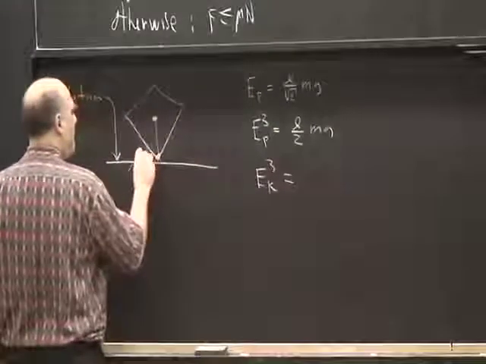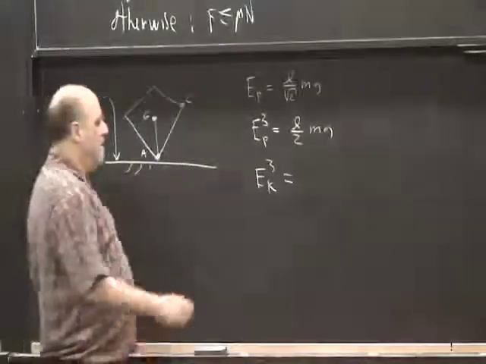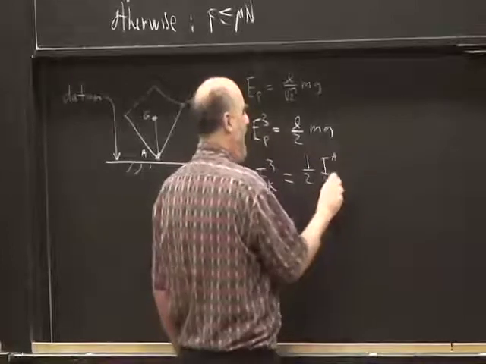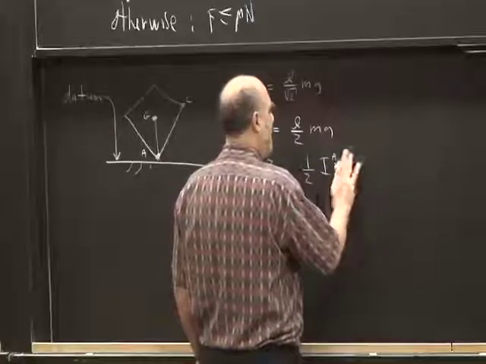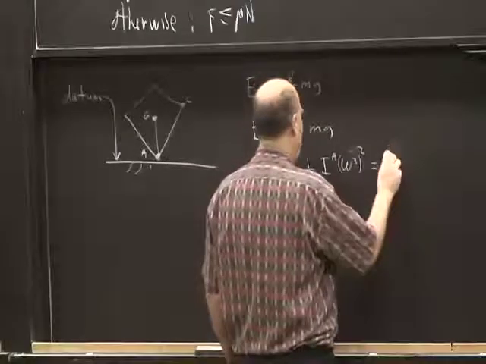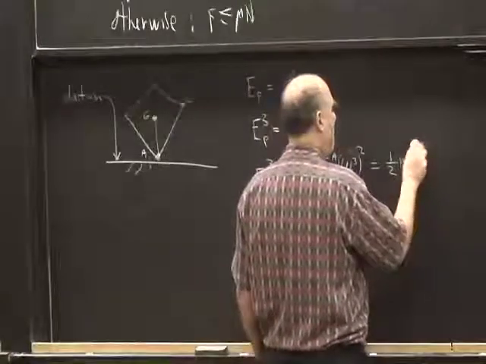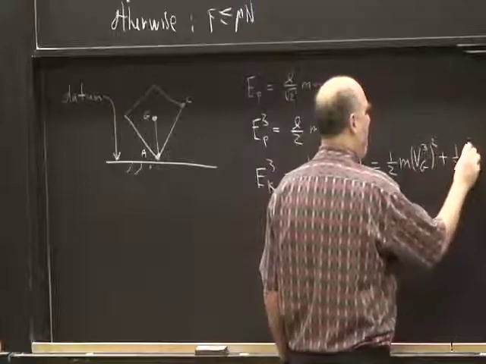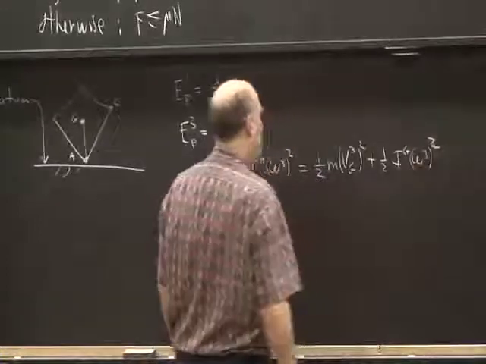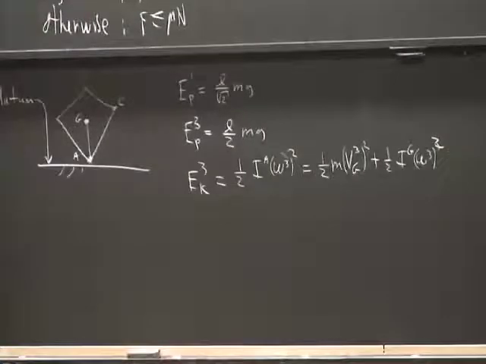Here's point A. Here's point G. Here's point C, where it's going to hit later on. There's two ways to write this. One is 1/2 the moment of inertia about point A times omega 3 squared. Or another way to write this is as 1/2 the mass times the velocity of G at state 3 squared plus 1/2 I_G times omega at state 3 squared. So it's two equivalent ways to write the kinetic energy of something which is rotating about some point A.